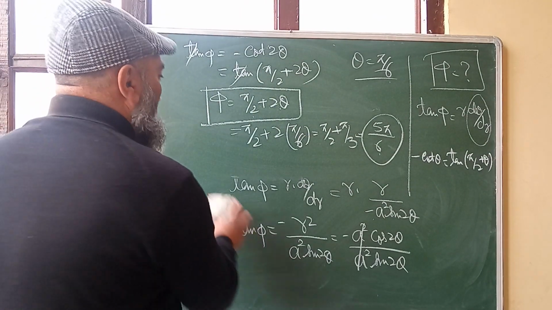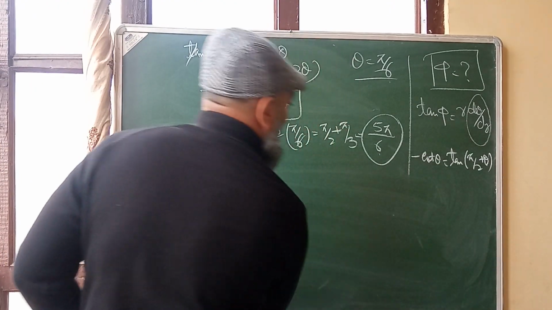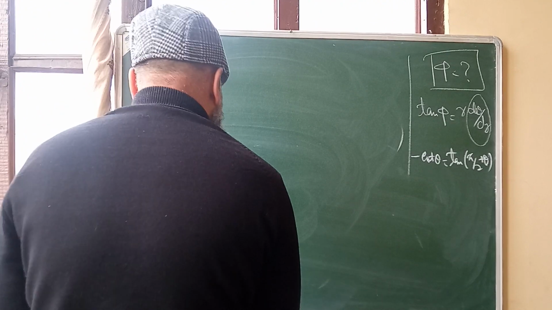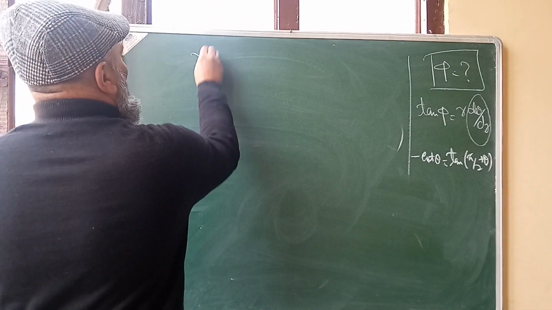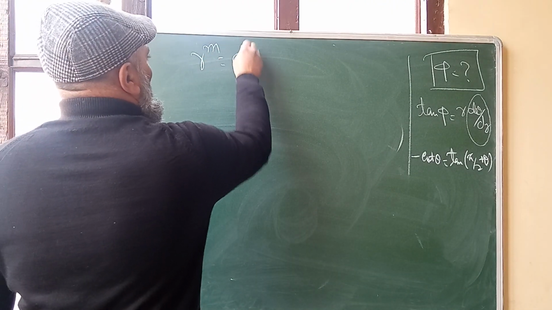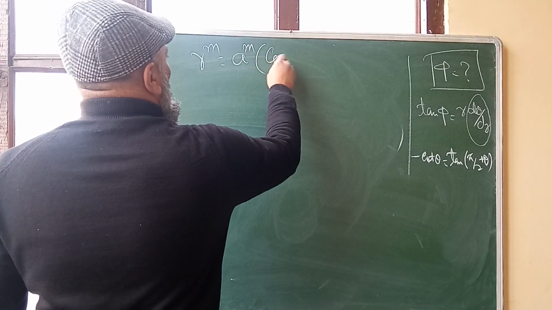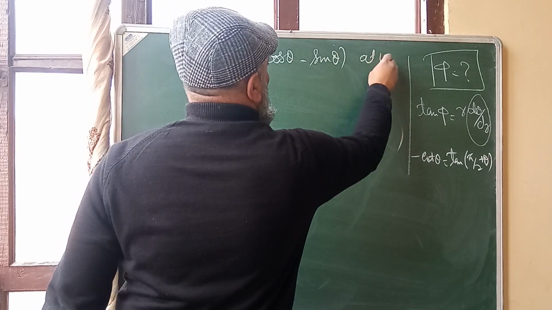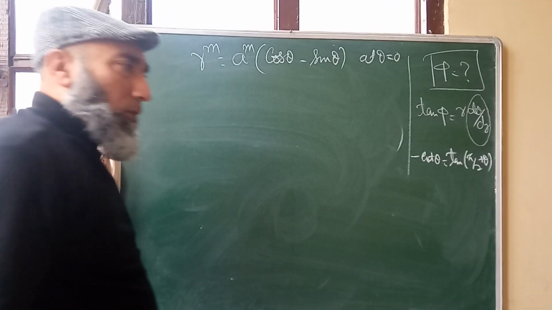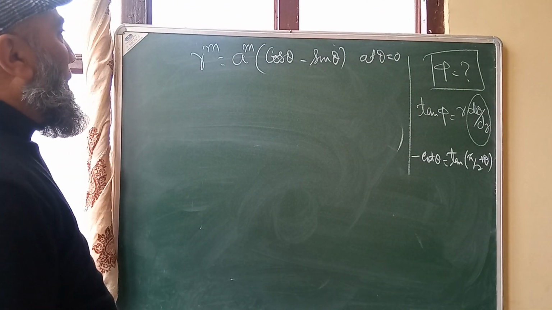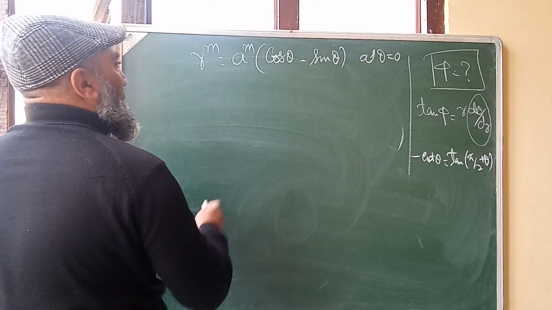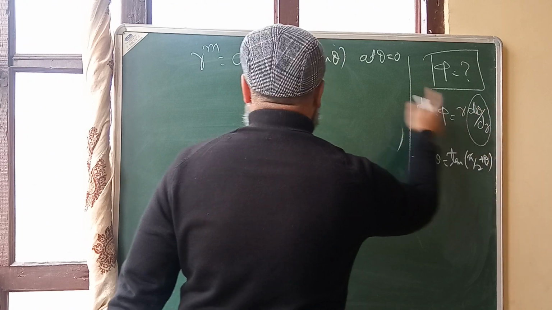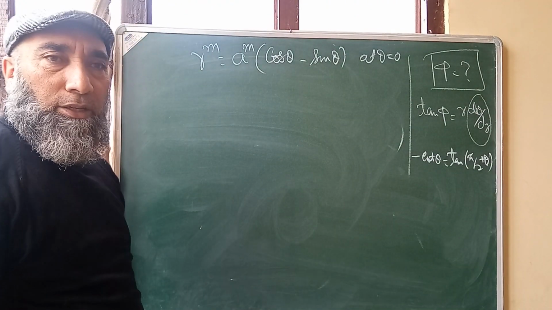Now let me take up one more question. Say r to the power m equals a to the power m times cos theta minus sin theta, at theta equal to 0, or you can take any angle. So this is r to the power m. I have to find tan phi. For that, it is r d theta by dr, so I have to find dr by d theta.